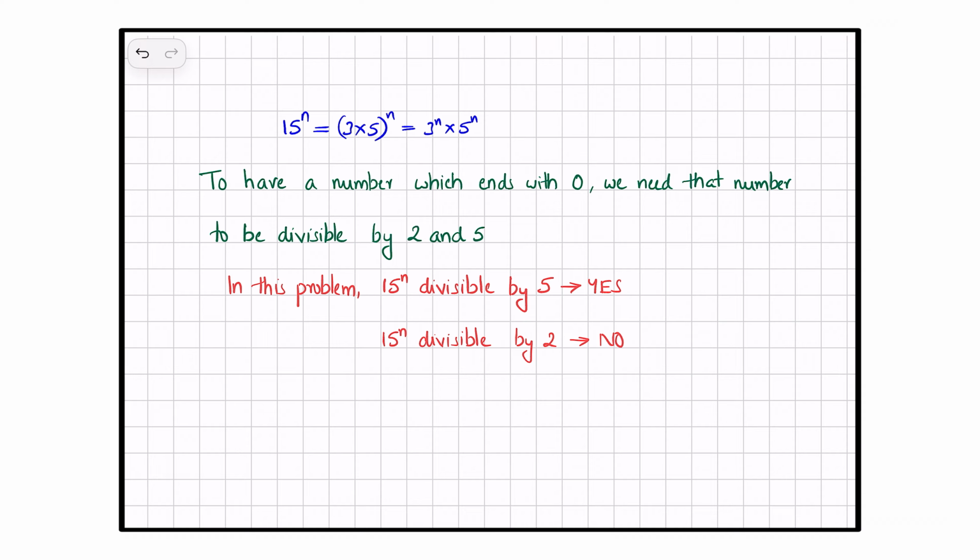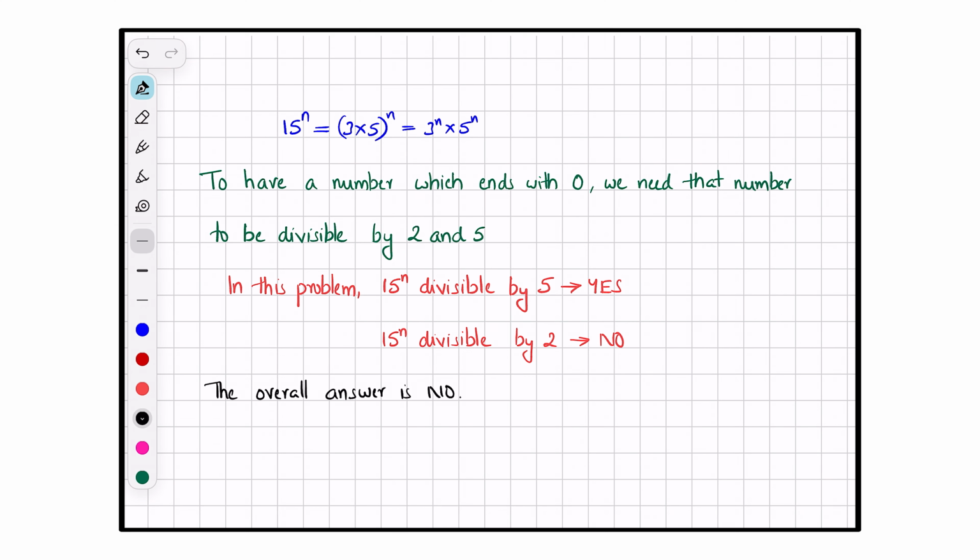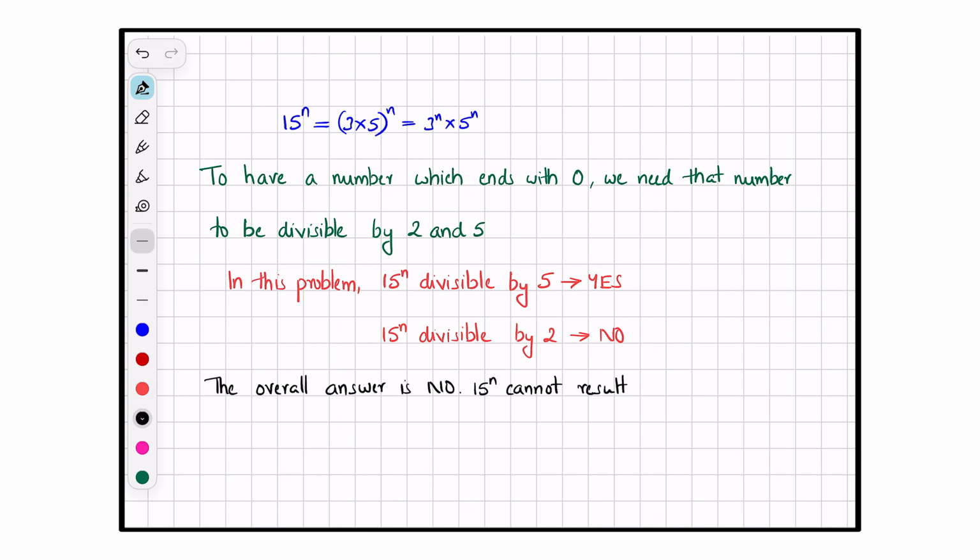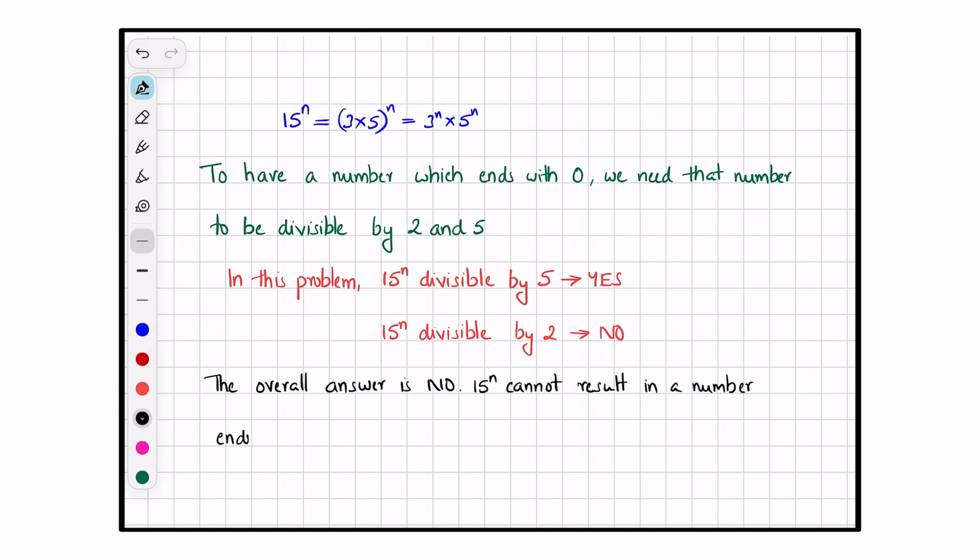Once more, in this problem, 15 power n is divisible by 5, that is correct, but 15 power n divisible by 2, that is not possible. Thus, the overall answer is no. 15 power n cannot end with the digit 0.